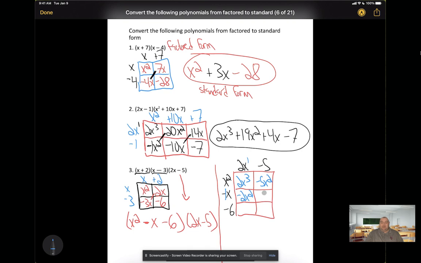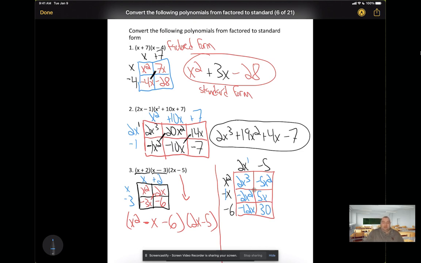Negative 5 times negative 1x, that's a negative times a negative. So negative 5 times negative 1x is going to be a positive 5x. And then lastly, we have negative 6 times 2x. That's going to be a negative 12x. And then this last box is going to be negative 6 times negative 5, which is going to be a positive 30.